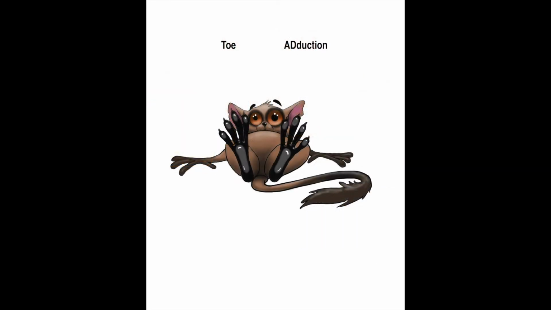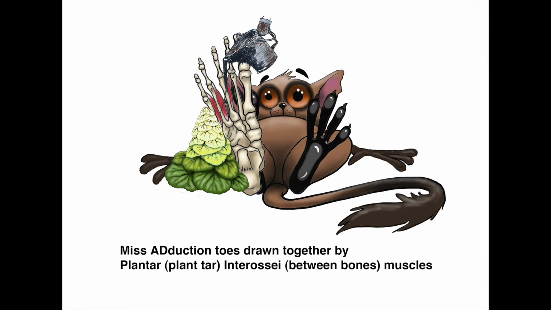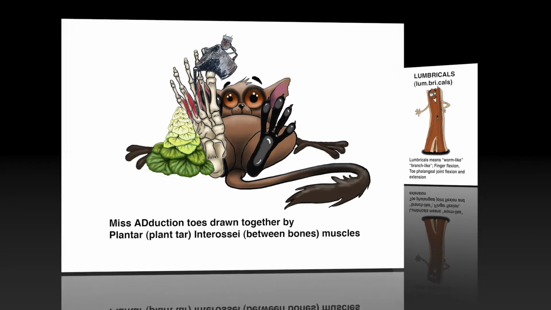in opposition to toe abduction is toe adduction. Toes add together after spreading apart. Plantar interossei is the only muscle supporting toe adduction and is represented here as tar being poured across its 3 muscles located between the bones on the plantar surface or sole of the foot. Misadductions, toes are drawn together by plantar interossei.